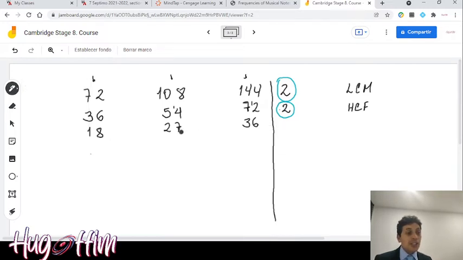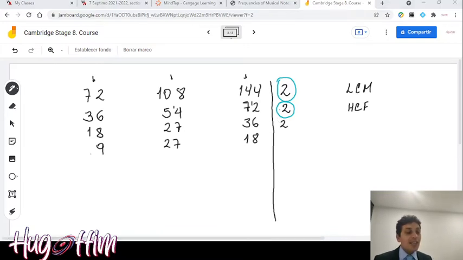Now I'm going to continue dividing by 2. 18 is divisible by 2, it's going to be 9. 27 is not divisible by 2, I'm just going to put 27. And 36 is divisible by 2, it is 18, right? But I'm not going to circle this 2 because it's not a common factor.